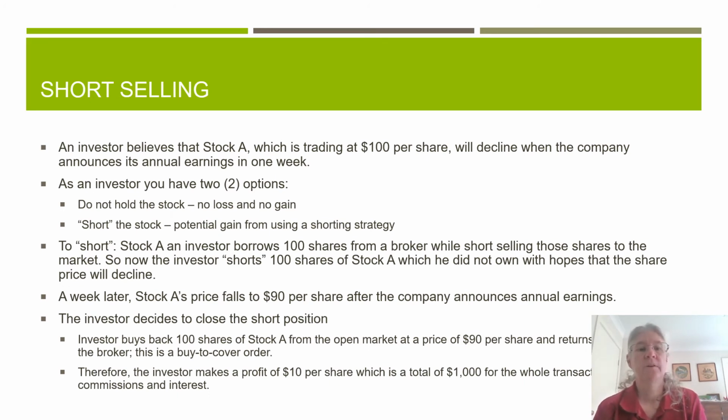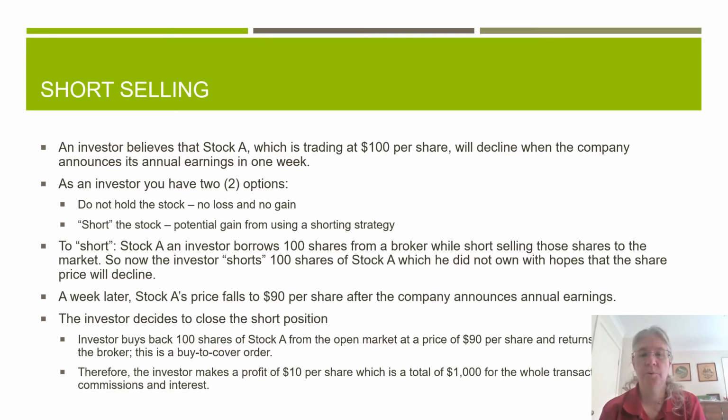Let's have a look. So an investor believes stock A, which is trading at a price of $100 per share, is going to decline when the company announces its annual earnings in 1 week. So the investor has two choices. Don't buy the shares, there'll be no loss, no gain. Or they could short the stock, which could give them a potential gain from using this strategy. So to short stock A, an investor borrows 100 shares from a broker and they short sell these to the market. So they've borrowed them and they've sold them.